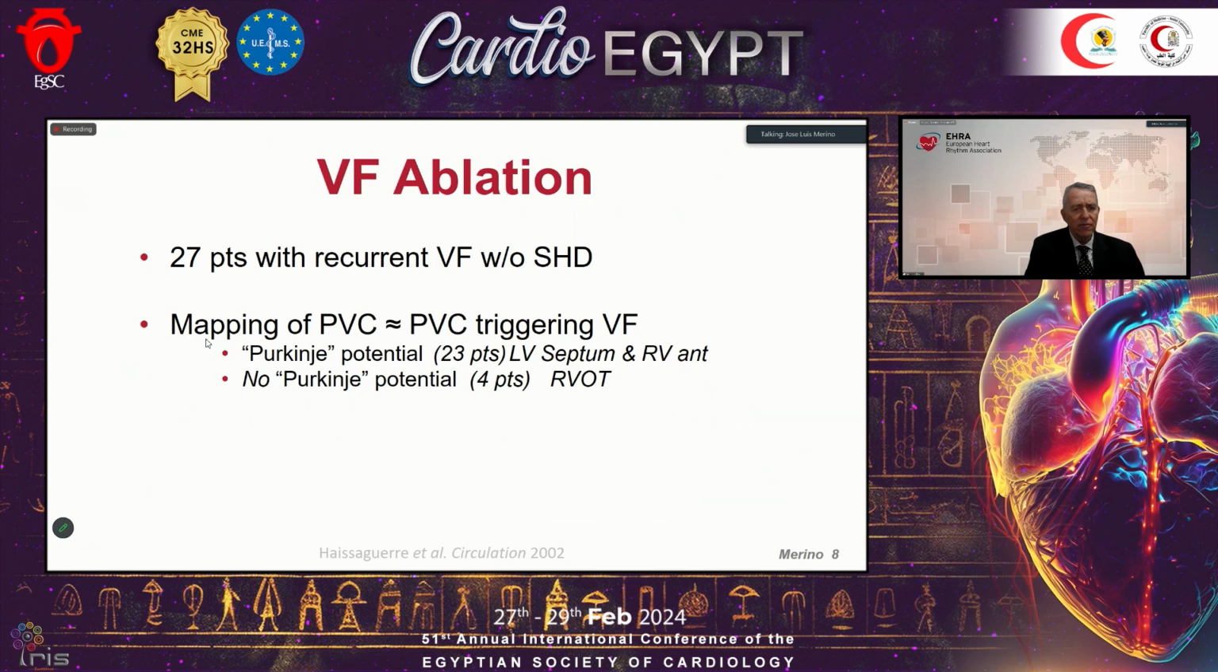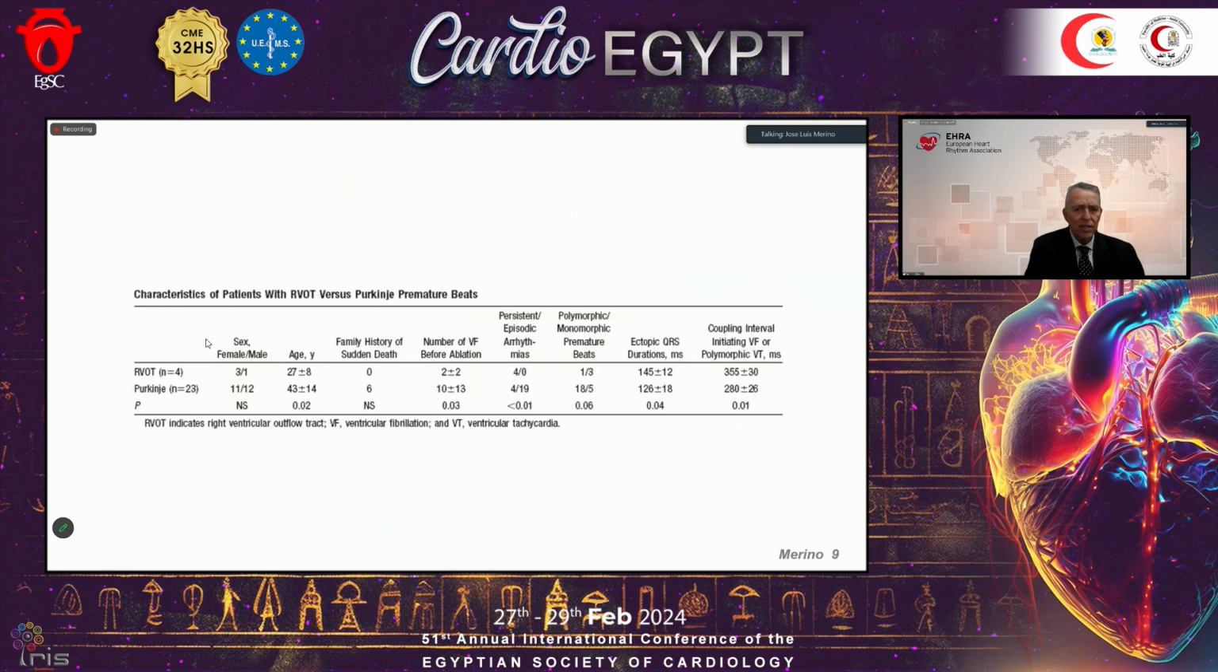These Purkinje potentials were found at the left ventricular septum, although also in the right ventricular anterior wall. In 4 patients, they found PVCs not preceded by a Purkinje potential, and these were mostly coming from the right ventricular outflow tract. After ablation, just 3 patients had VF recurrences. Here you see from this original paper the difference between the two groups of patients.